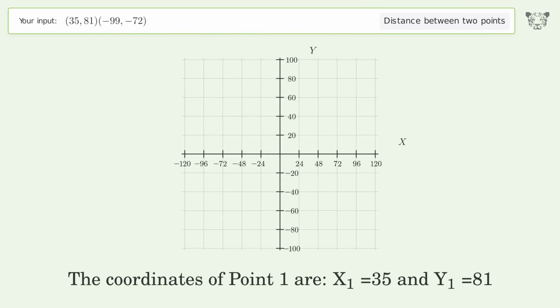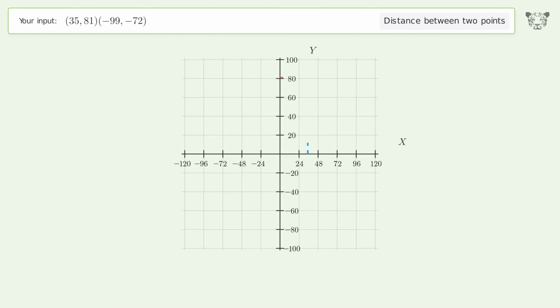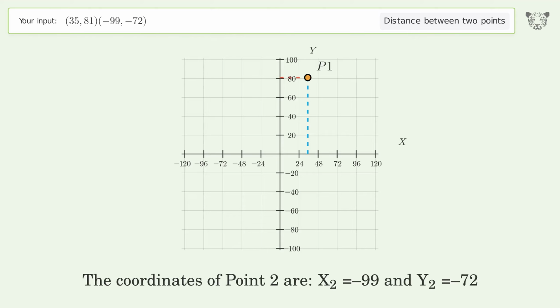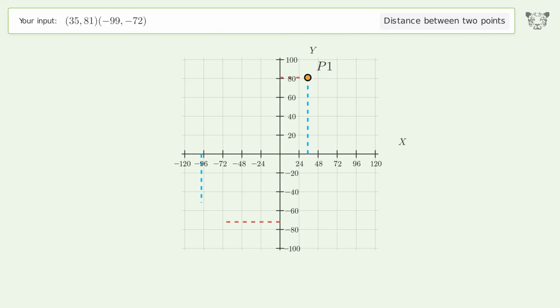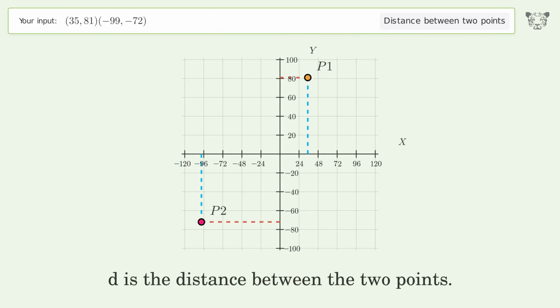The coordinates of point 1 are x1 equals 35 and y1 equals 81. The coordinates of point 2 are x2 equals negative 99 and y2 equals negative 72. D is the distance between the 2 points.